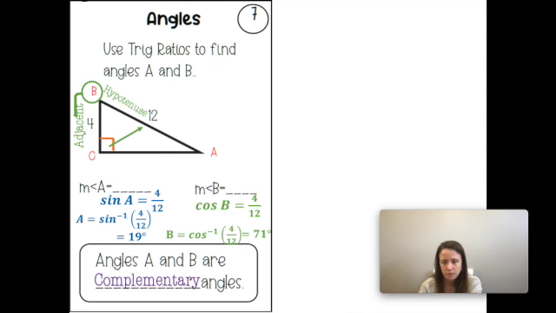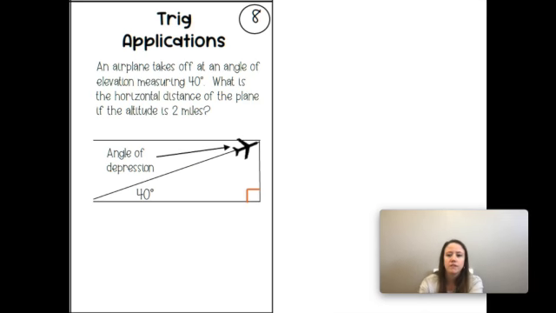Last slide, a word problem, and you are finished. All right, you have an airplane that's taking off. The angle of elevation is measuring 40 degrees. What is the horizontal distance of the plane if the altitude is 2 miles? So remember, altitude is the height. So 2 miles.